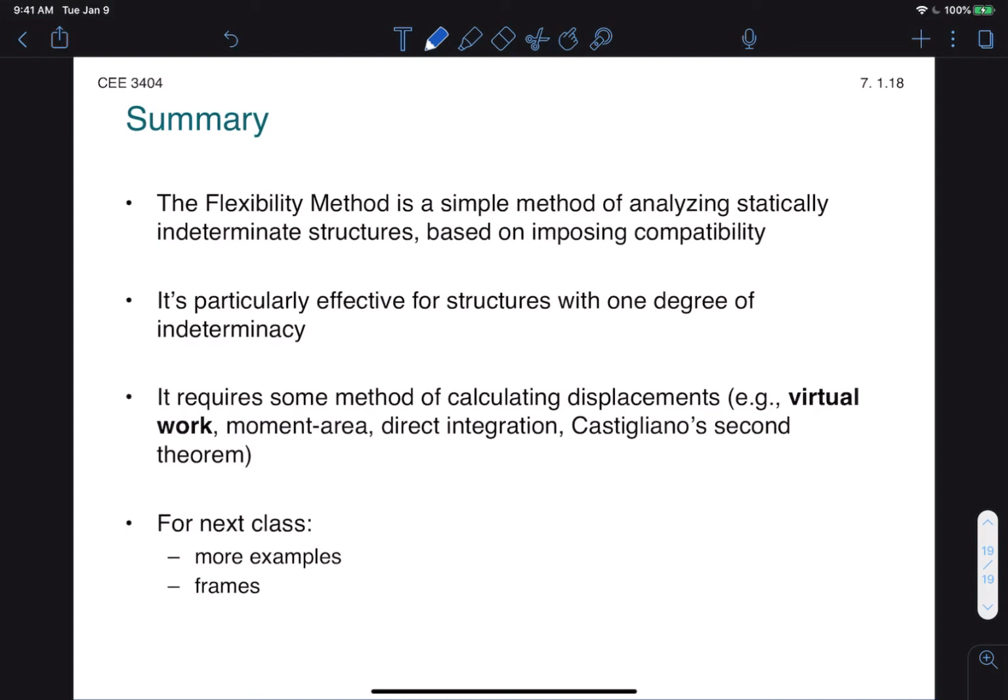And it requires at least some method of calculating displacements. We've only learned virtual work, so that's what we'll use, but you should be marginally or peripherally aware that there are other methods out there, including moment area, direct integration, and Castigliano's theorem.